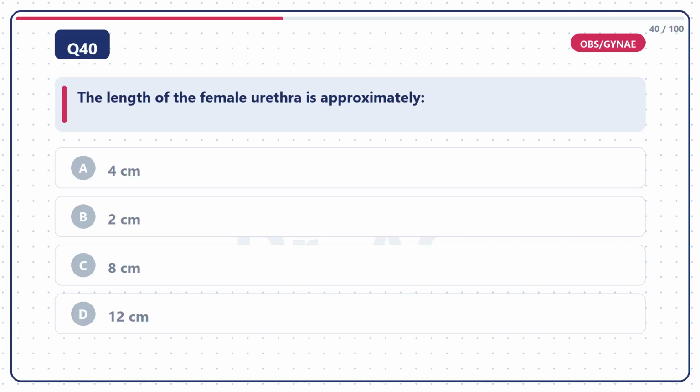Stomach. Question 40. The length of the female urethra is approximately option A. 4 cm. Option B. 2 cm. Option C. 8 cm. Option D. 12 cm.